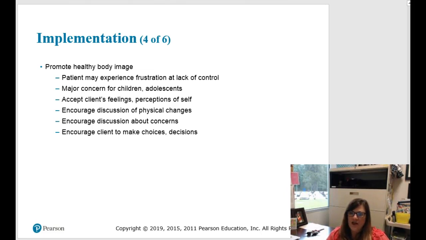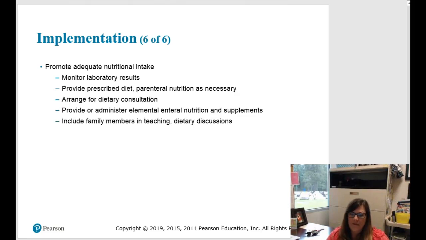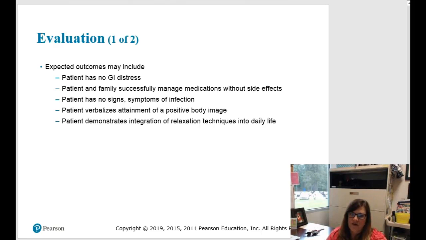They might be frustrated, obviously. They might have problems with self-image, obviously. So you're going to want to encourage discussion about all of these changes and talk to them about different choices that they might have and promote healthy body image. We also really want to monitor lab values, of course, provide the diet that's prescribed and the nutrition as necessary, dietary consult if necessary, and administer elemental nutrition as ordered. And of course, keep the family involved as well.